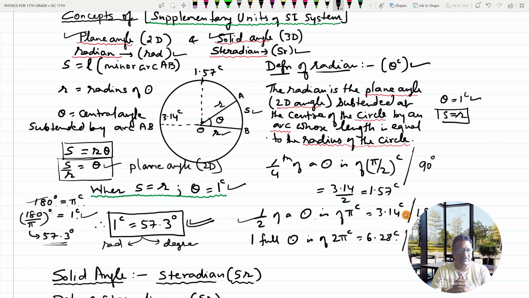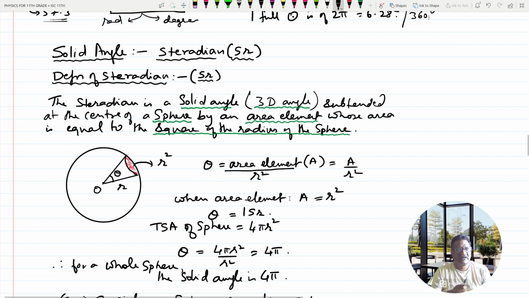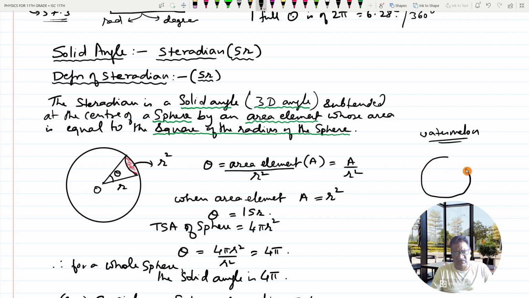Now, once I have talked about this plane angle, let us talk about something called the solid angle. What is a solid angle? Solid angle is similar to the plane angle, but the plane angle was a 2D concept. This solid angle is a three-dimensional concept. You must have heard about the fruit called watermelon. If you try to get a watermelon which is exactly spherical, this is a spherical watermelon.